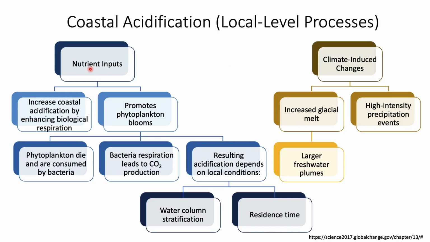And when we talk about nutrient inputs, the increase in coastal acidification enhances biological respiration, because nutrients are more. This promotes phytoplankton blooms. So this is the positive effect of an increase in the concentration of carbon dioxide in the ocean. When the phytoplankton die, they are consumed by bacteria. The bacterial respiration leads to carbon dioxide production, which results in acidification depending on the local conditions. It may lead to water column stratification or a change in residence time.